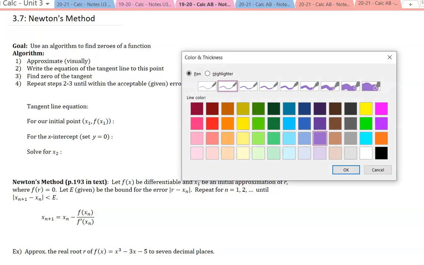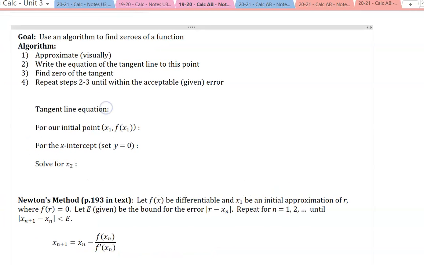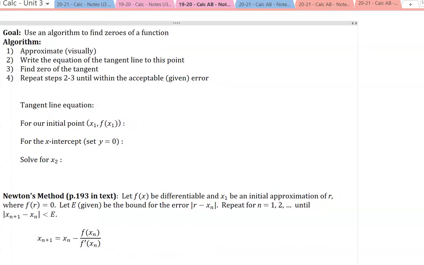Okay. And you can be as close or as far from this as you want. I would recommend, just pick the closest integer. Okay. And that's usually going to be close enough. So we start by graphing our function and then visually approximating what that x-intercept is, and we're going to call that x1 since we're going to be repeating this several times. So x sub 1 will be our first x-intercept, x sub 2 will be the second, x sub 3, etc. until we get close enough.